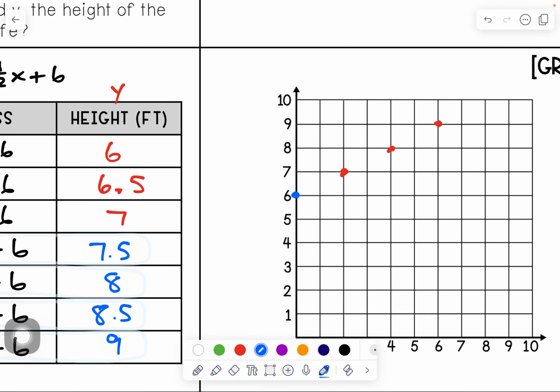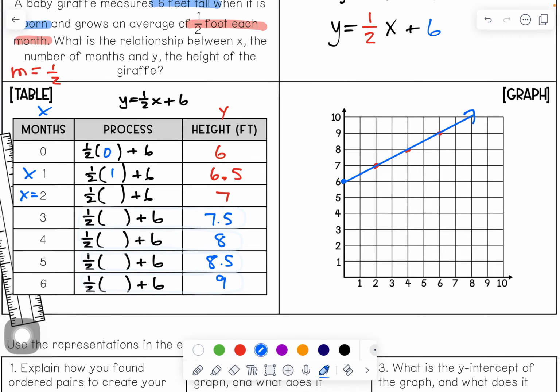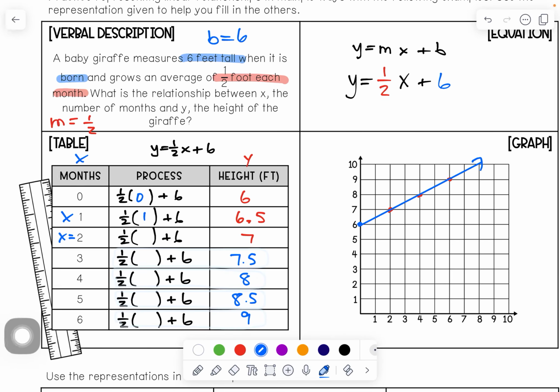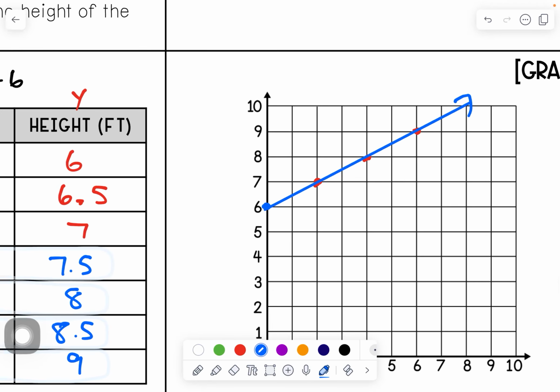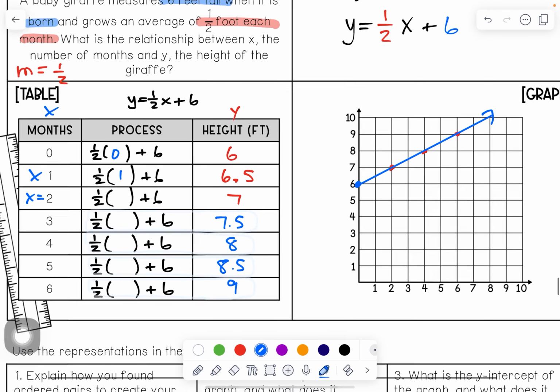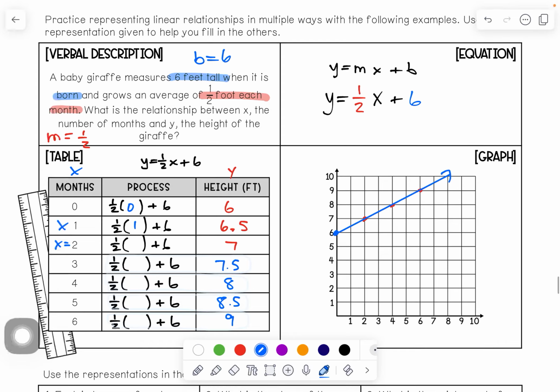Once I have all my points plotted, I'm going to draw my line. Now, I know I told you to want your line to go the whole way across the grid, arrows on both ends. In a situation like this, where we're talking about something that's being born and growing, we're not going to put an arrow at this end, because it wouldn't have been born prior to that. But that all depends on what the situation is.